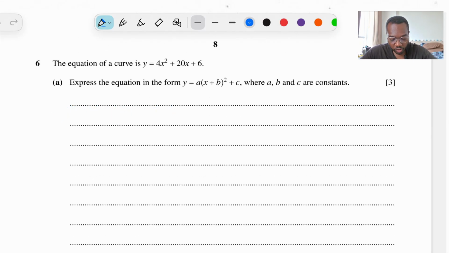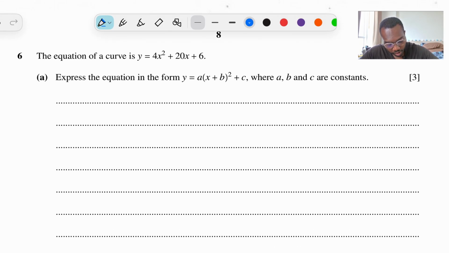Okay, for this question, we have the equation of a curve is y equals 4x squared plus 20x plus 6. We need to express the equation in the form y equals a times (x plus b) all squared plus c, where a, b, and c are constants. So effectively, we need to complete the square. So if we think about completing the square for this, what do we get? We get a 4, and then if I open the brackets, we get x squared plus 5x, okay? And then we would get plus 3 over 2, okay?